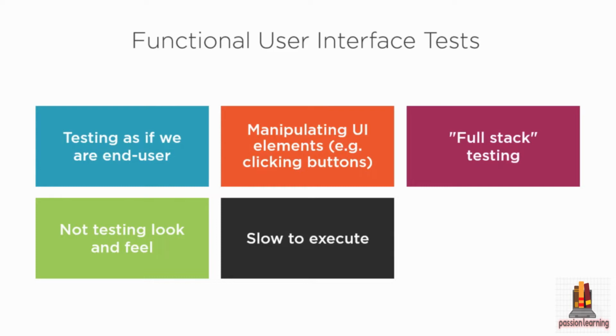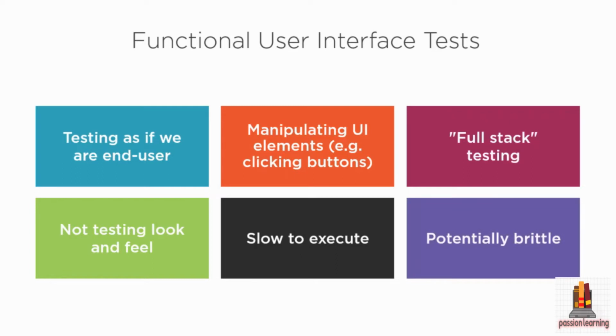Functional user interface tests can also be the slowest of all of the types of tests we write. That's because we're simulating typing text into text boxes, clicking buttons and waiting for the UI to refresh. All of these things take time and can slow down the tests.